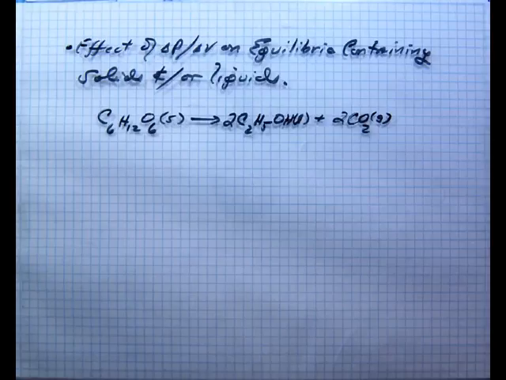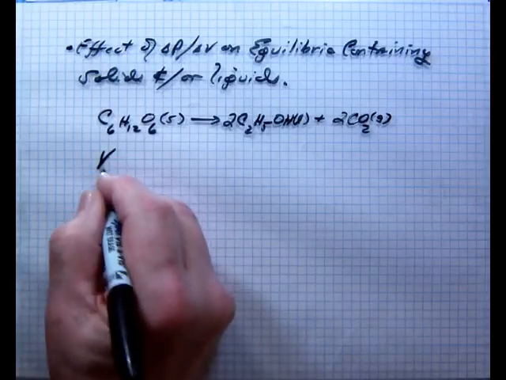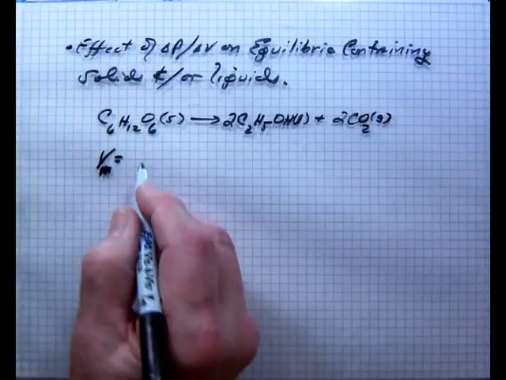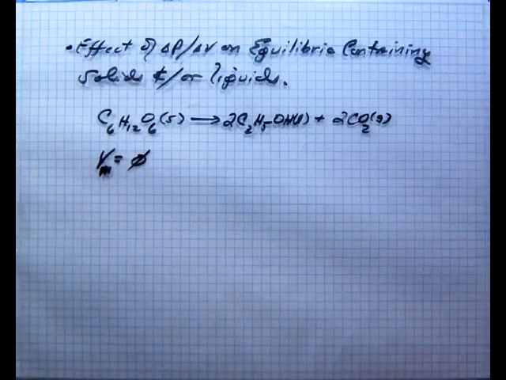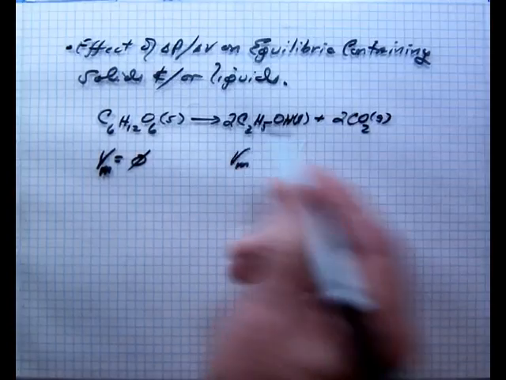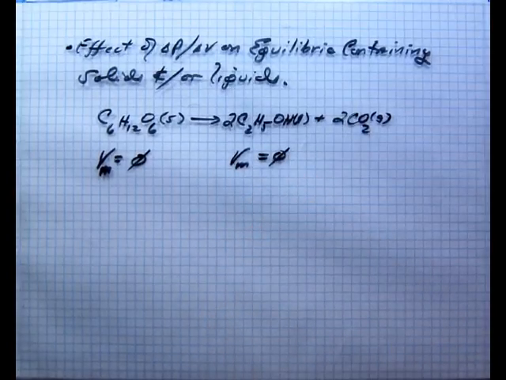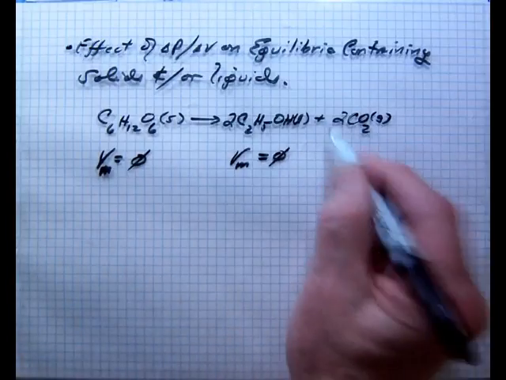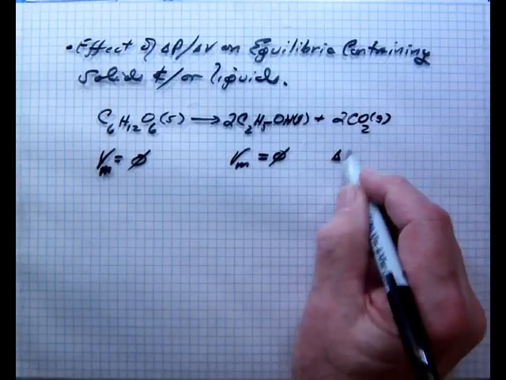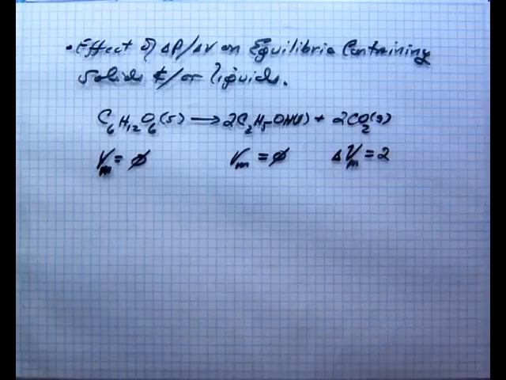But the trick is you ignore solids and liquids. The issue is, what is the molar volume of sugar, solid? It's 0. There ain't no gas. What's the molar volume here? Regardless of the 2, it's still 0. 2 zeros is still 0. Only the component in here that demonstrates molar volume is the CO2, and delta Vm of this one is 2.